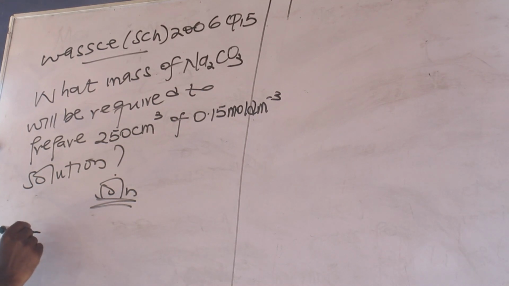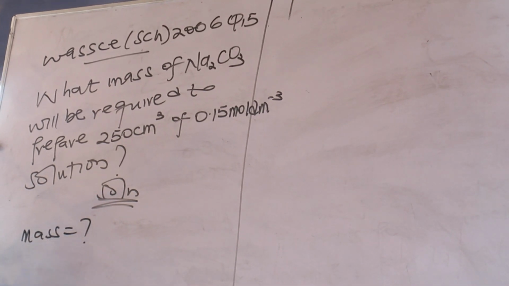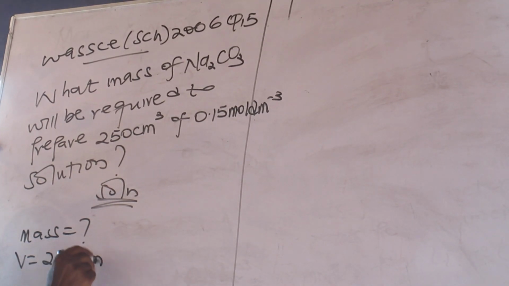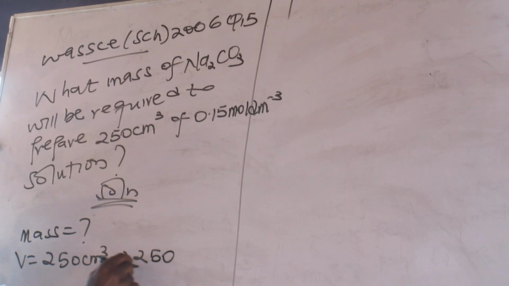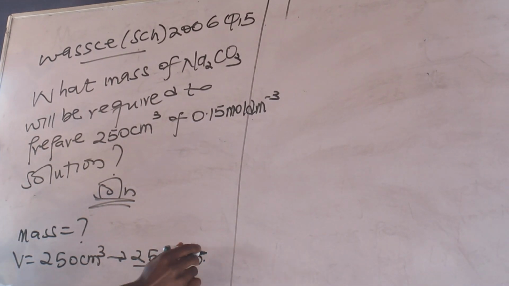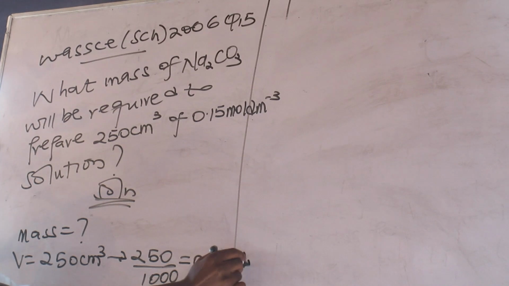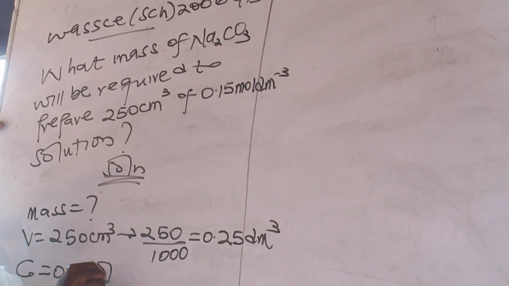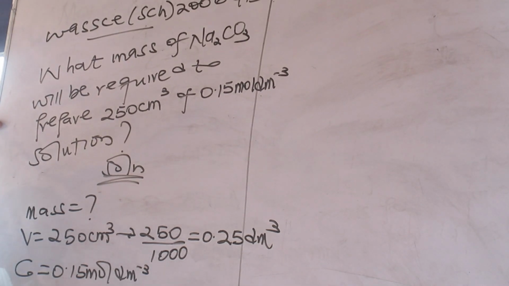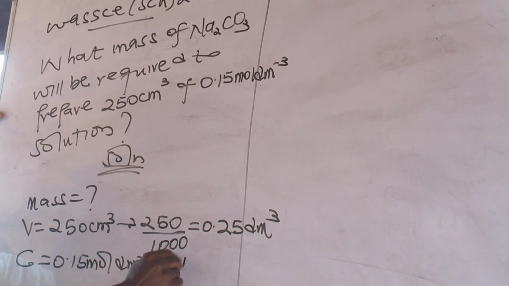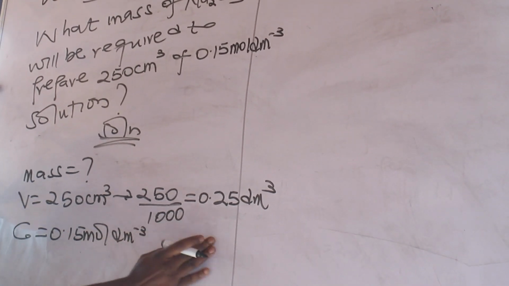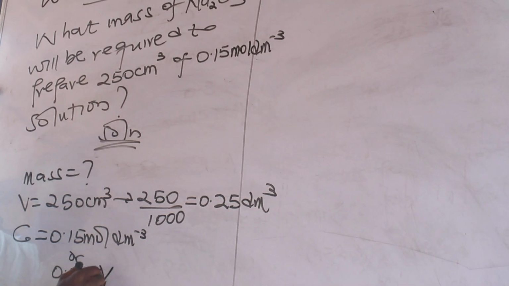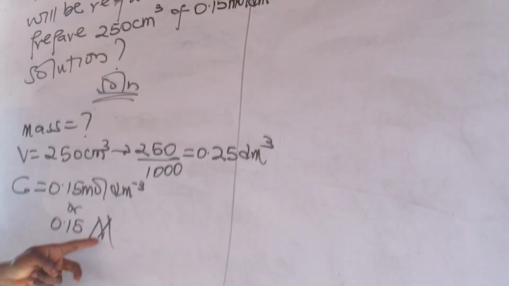What mass of this will be required to prepare 250 cm cube? It means I'm looking for my mass. That is my volume, right? The volume term must be in dm cube, divided by 1000. Is this 0.25? Good. Now the concentration of the resulting solution is this. Now take note. This thing you see here is the same as what you say molar. You can write this like this, the same as writing this. So this is molar concentration, right?